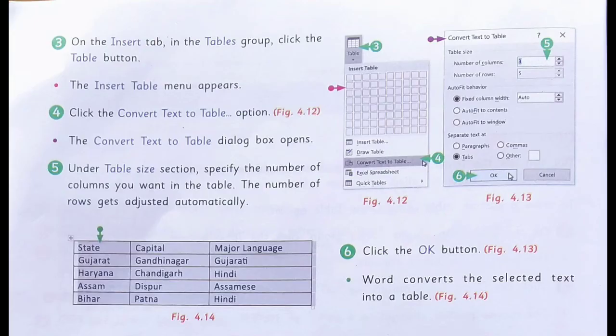Then on the Insert tab in the Tables group, click the Table button. The Insert Table menu appears. Click the Convert Text to Table option. The Convert Text to Table dialog box opens. Under the Table Size section, specify the number of columns you want in the table. The number of rows gets adjusted automatically. Click the OK button. Then Word converts the selected text into a table. You can see in figures 4.12, 4.13 and 4.14 how the tables have been converted.